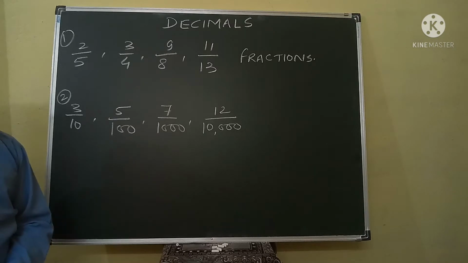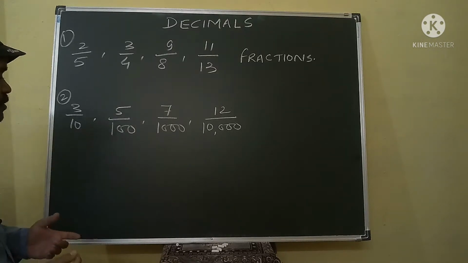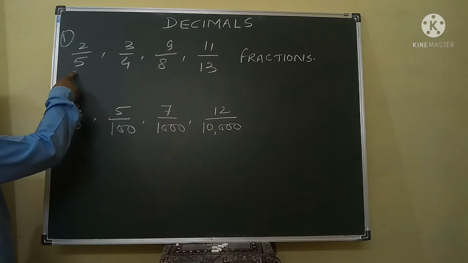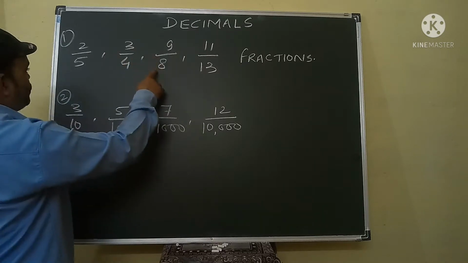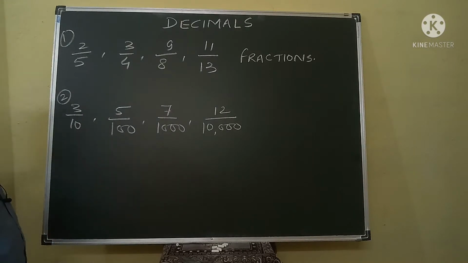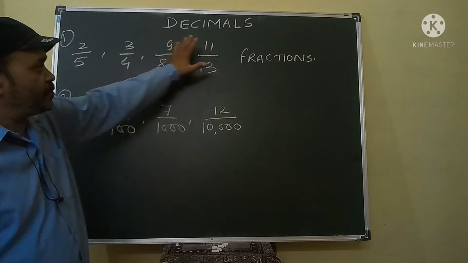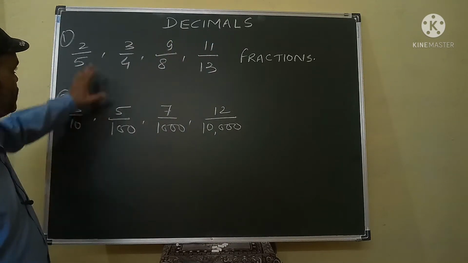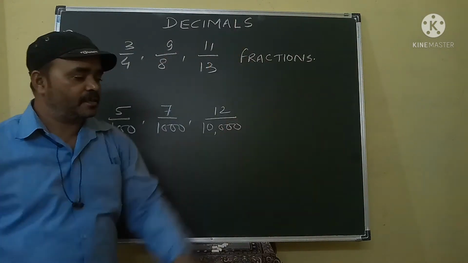Before starting the chapter, I just want to give some examples to you. Suppose this is 2 upon 5, 3 upon 4, 9 upon 8, 11 upon 13. I hope that all are familiar with this type of numbers. As you know very well, these type of numbers are called fractions.